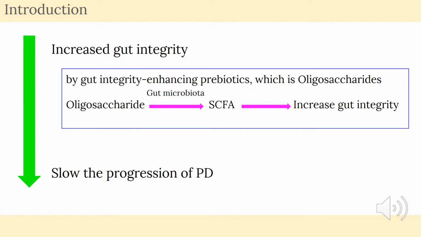So if we combine the findings of these two studies, oligosaccharide intake can increase the short-chain fatty acids in the gut, and increased short-chain fatty acids can increase gut integrity and slow down the neurodegeneration and neuroinflammation, and definitely slow down the progression of Parkinson's disease. So now we can hypothesize that the intake of oligosaccharide can also increase gut integrity and slow down the progression of Parkinson's disease.